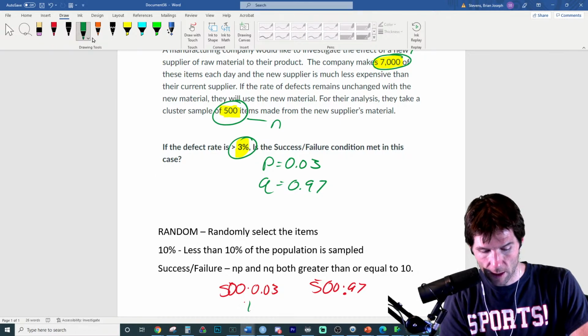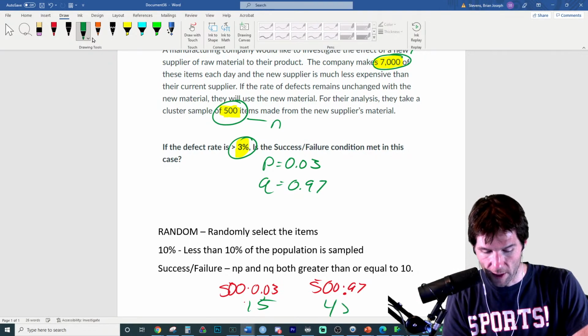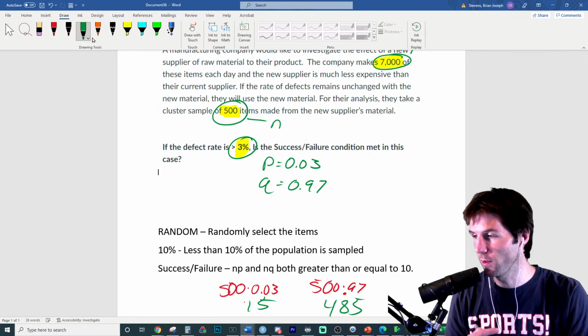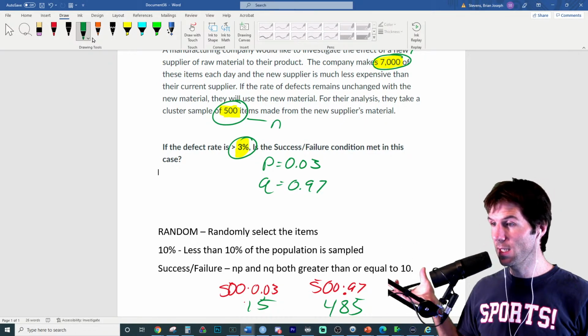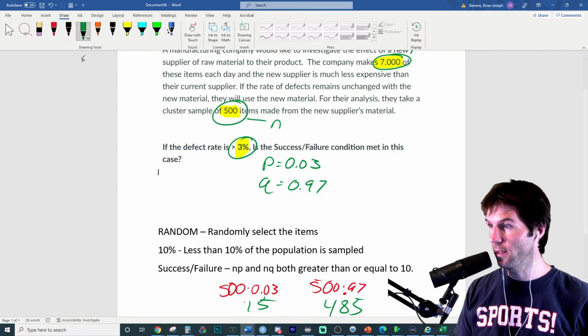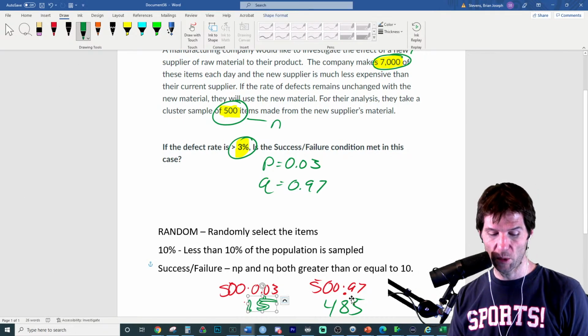Put it down here in green. That's 15, and that's 485, because they both have to add up to 500. If you add those up, they add up to 500. Do we meet at least 10? Are we good here? Are these at least 10? That's what we're looking at.